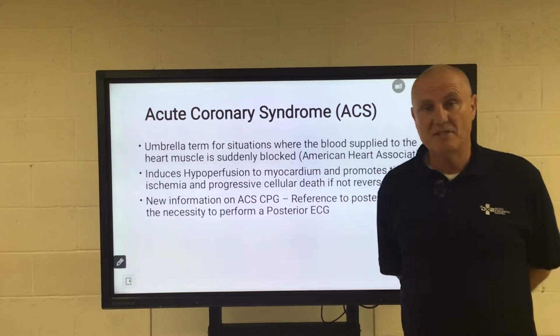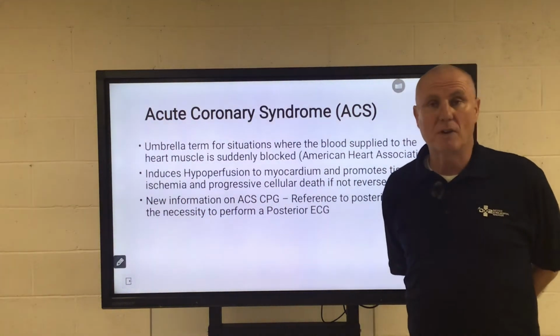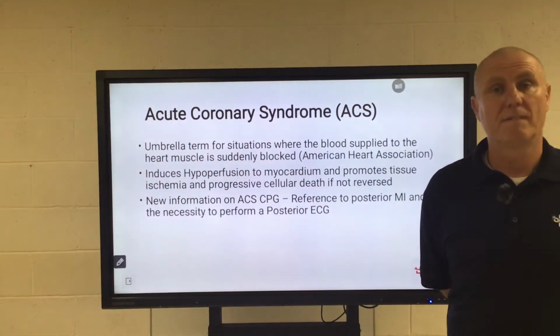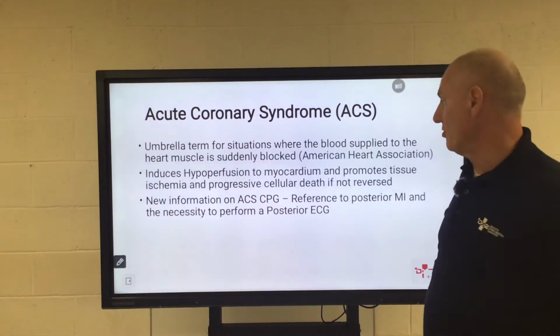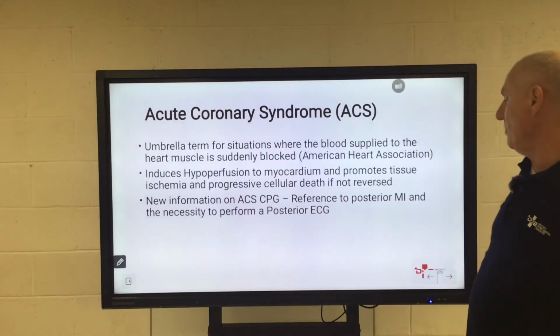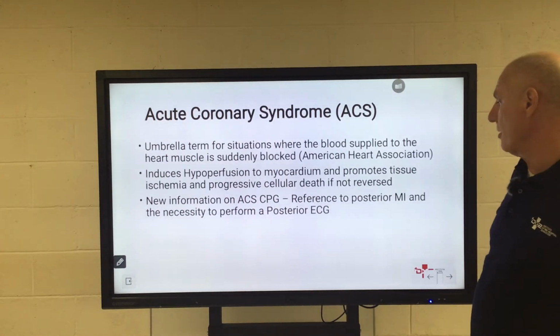If we have an ACS and we have a coronary artery which is blocked, with no blood flowing through, everything that coronary artery is feeding is starting to die. If it starts to die, we're going to see changes on our ECG. New information on the ACS CPG refers to a posterior MI and the necessity to perform a posterior ECG.